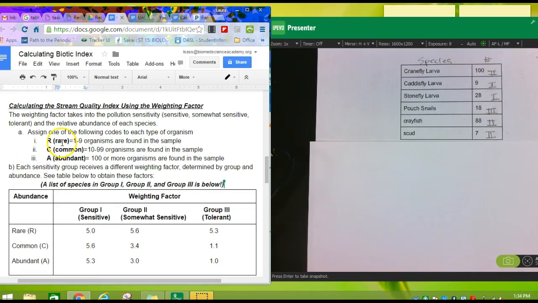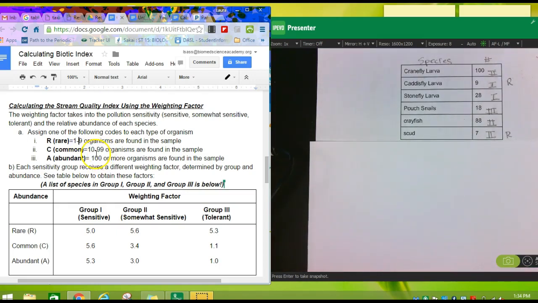Once we have that, then we want to calculate abundance. So in this case, this is where the rare, common, or abundant comes into play. And so, again, if it's between 1 and 9, it's rare. So we know our caddisflies would be rare, so we can just put an R there. And we know our scuds would be rare. We'll put an R there.